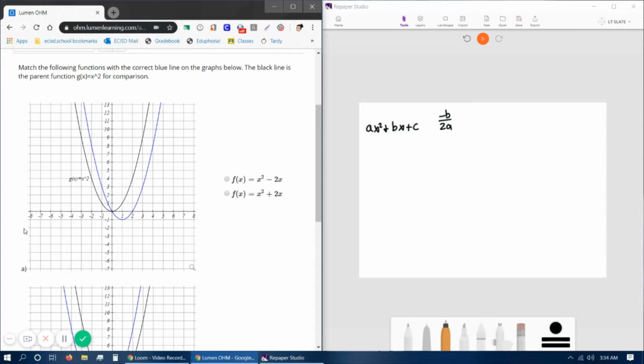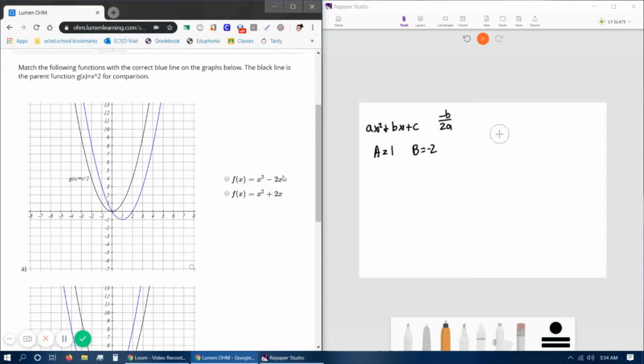The first function is f of x equals x squared minus 2x. Remember that if there isn't a number in front of a variable, we assume that there's a 1. That means that for this function, my a value is 1, and my b value is negative 2.